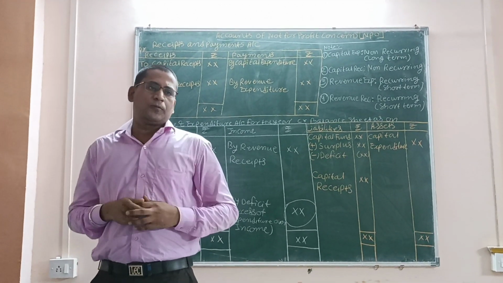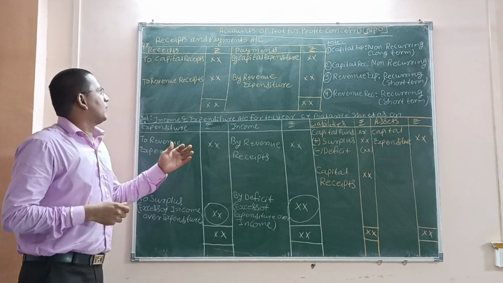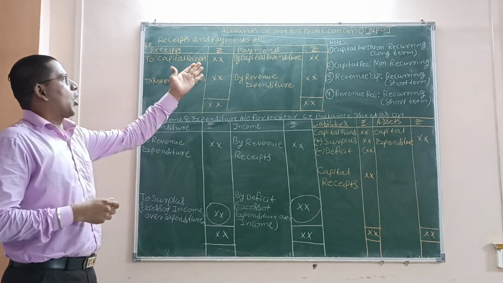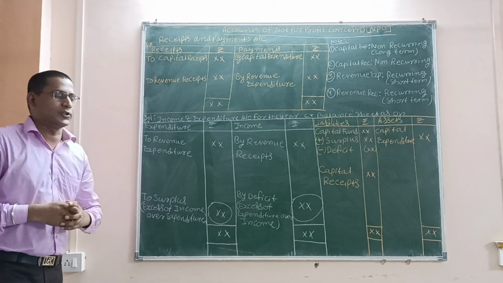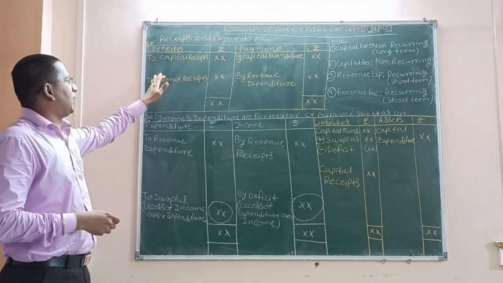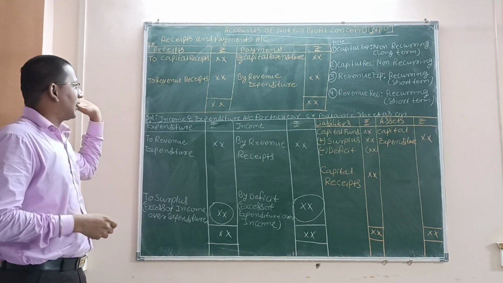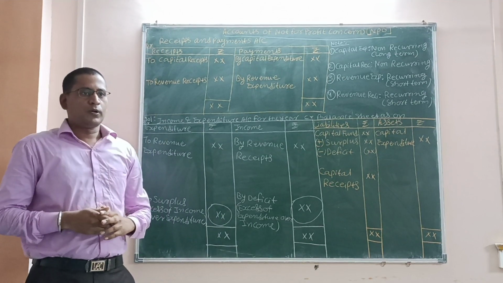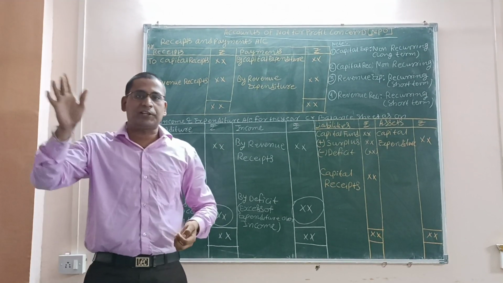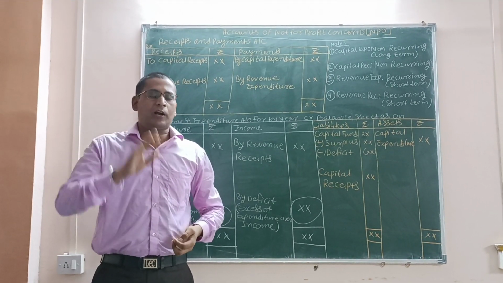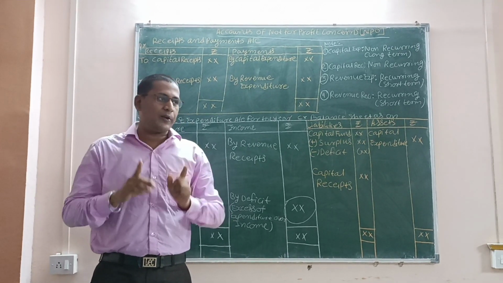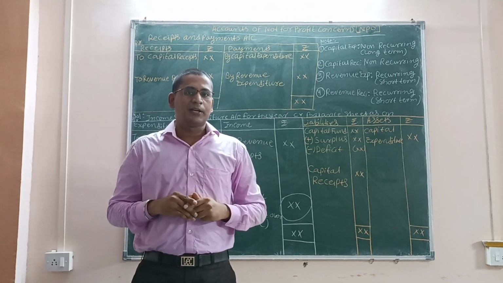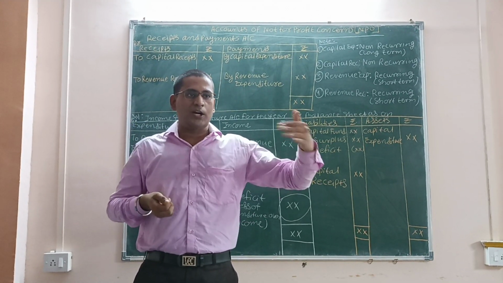Now let's have a look at how they prepare the receipt and payment account. Here we have the receipt and payment account of a not-for-profit concern. On the debit side we have receipts and on the credit side we have payments. The receipt and payment account is a real account, and we are already aware of the formula of a real account: debit what comes in, credit what goes out.